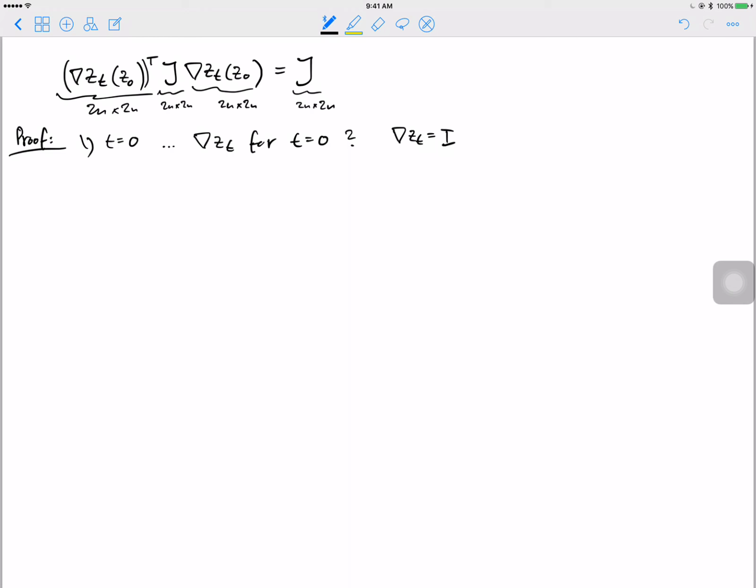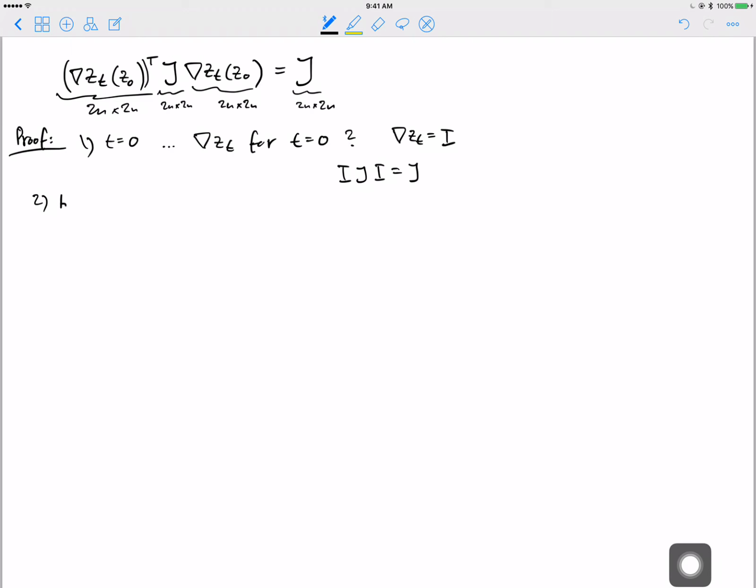And sure enough, if you plug it in there, then you get identity times J times identity. Well, sure enough, that is J, right? So that's another sanity check, right? So that's good. So at the beginning, for t equals 0, it's true, okay? And now to establish that it also works for any other t, we will do our usual trick.